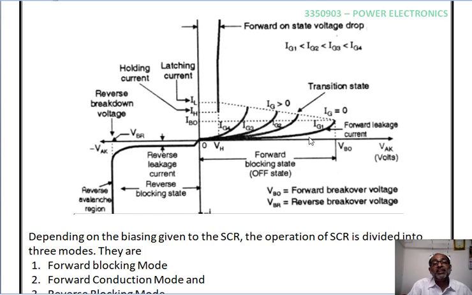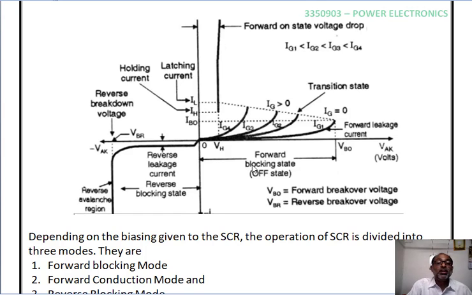So now we can say that during this stage, a very small amount of current passes through this SCR, which is called a leakage current. So here we can say that this SCR in this region acts as an open switch. That means during this stage, the SCR blocks the forward current passing through it.